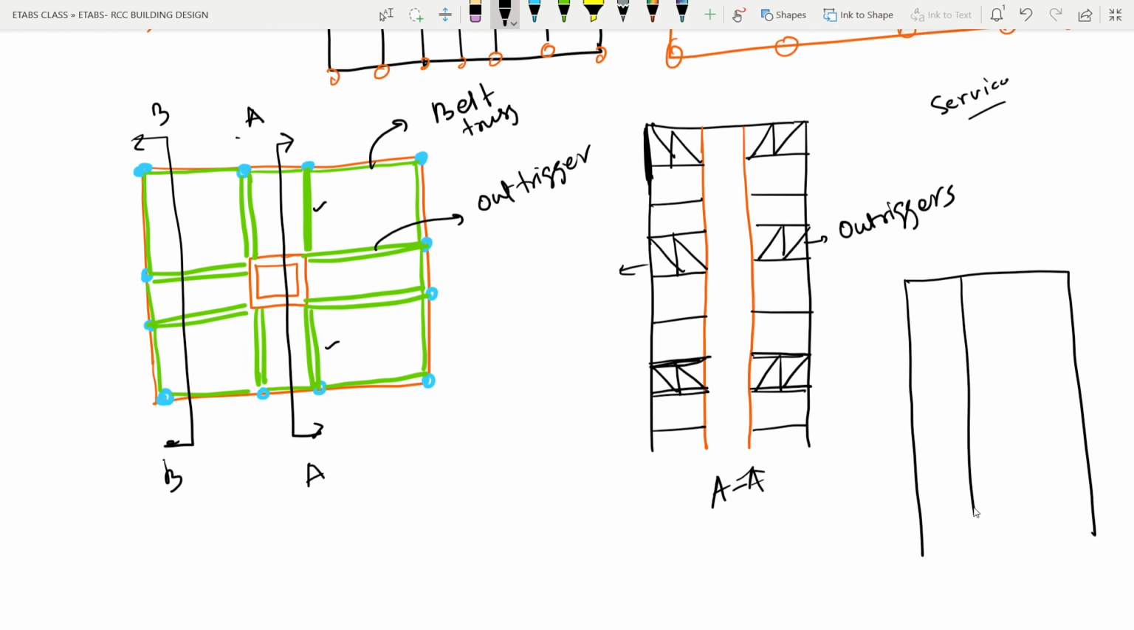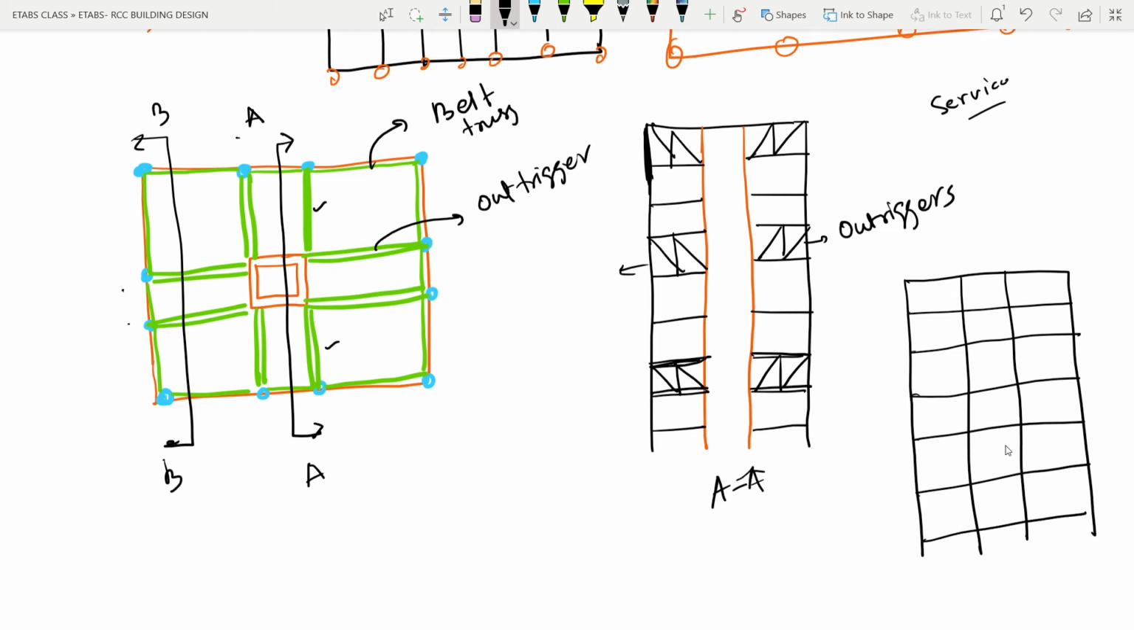everything will be my column. These two are also columns. And these columns again at every floor, if you see these columns, let me just draw properly. Suppose here, these are the beams with higher depth. These are the beams with higher depth which are connecting to this column.